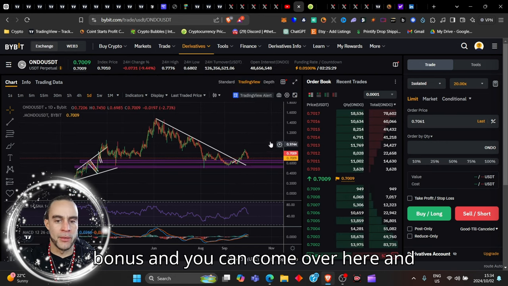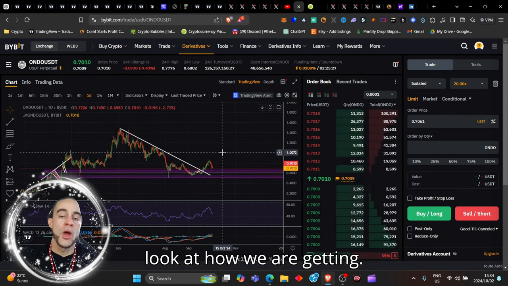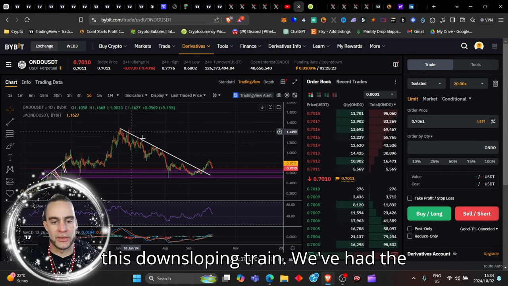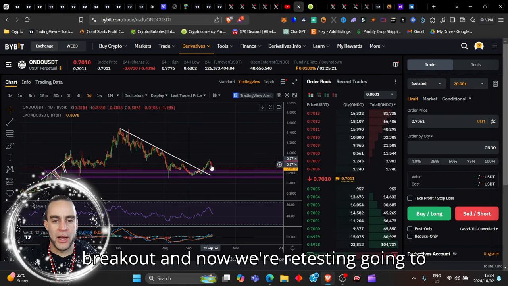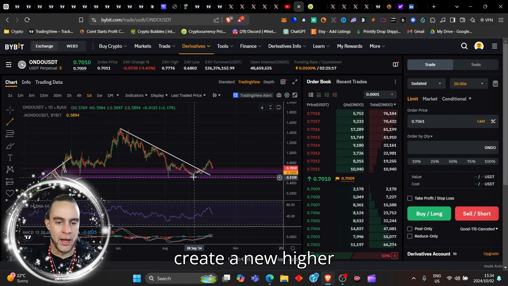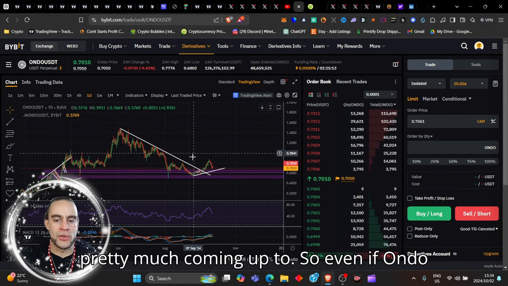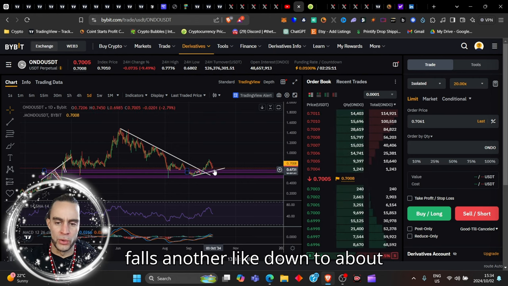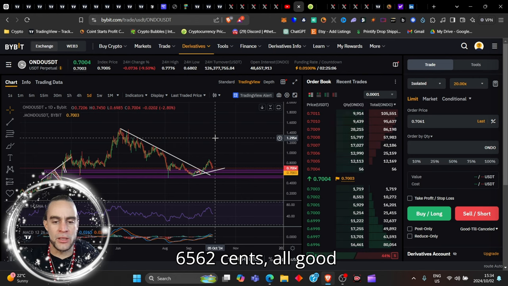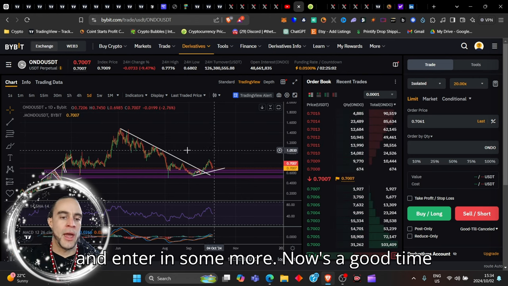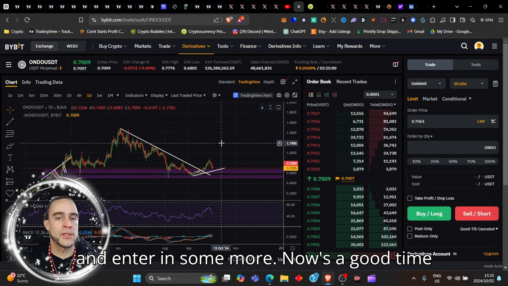And you can come over here and look at how we've had the breakout of this down sloping trend, we've had the breakout, and now we're retesting, going to create a new higher low section right there, which we're pretty much coming up to. So even if Ondo falls down to about 65-62 cents, all good, take it, run away with it, and enter in some more. Now's a good time to buy Ondo.